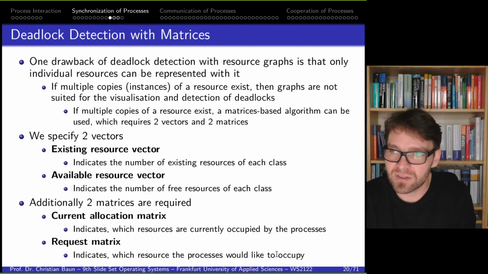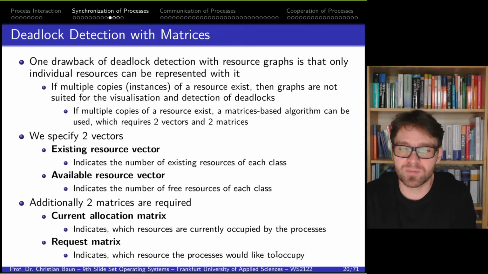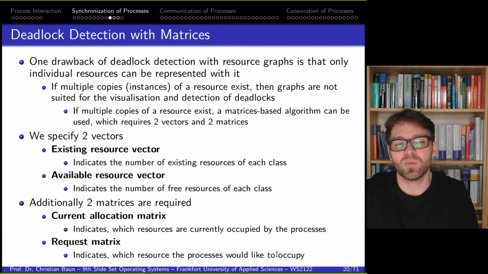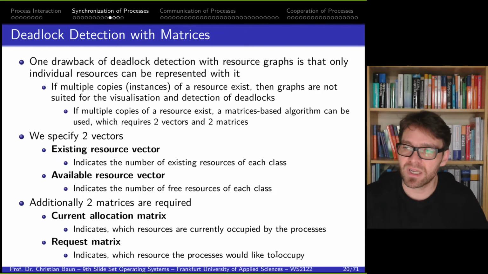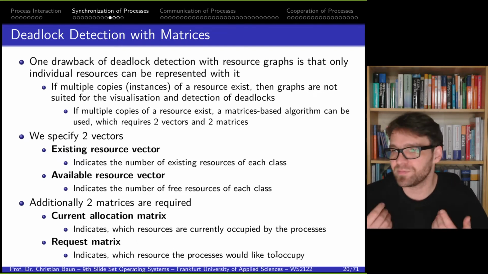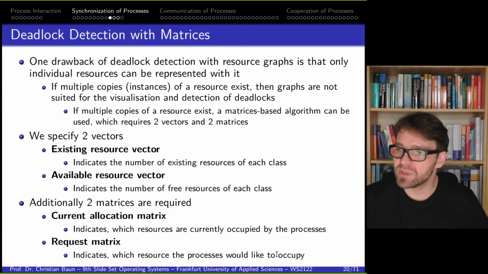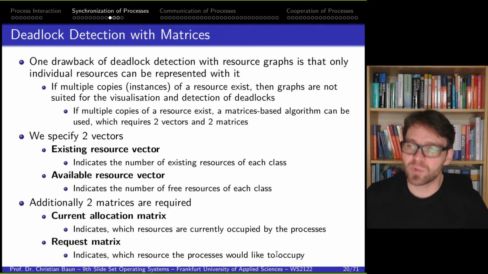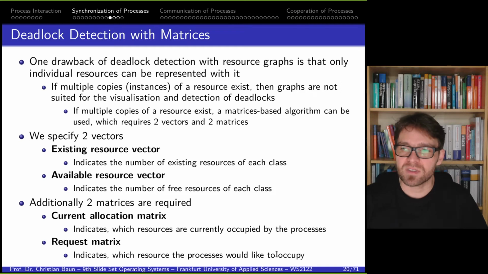So it's the deadlock detection with matrices. As mentioned before, with the resource graphs here, we cannot represent groups of resources, only single resources. But if we have multiple instances of a resource, like multiple GPUs or multiple printers or multiple storage devices or whatever sort of resource you want to think about, here you need to use some matrix based deadlock detection.